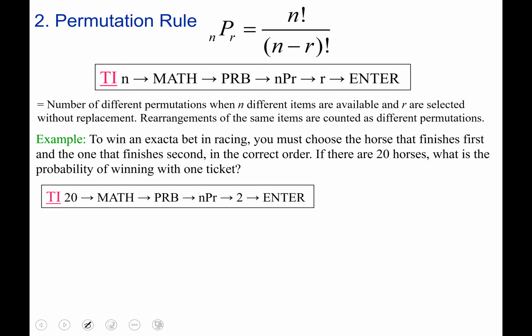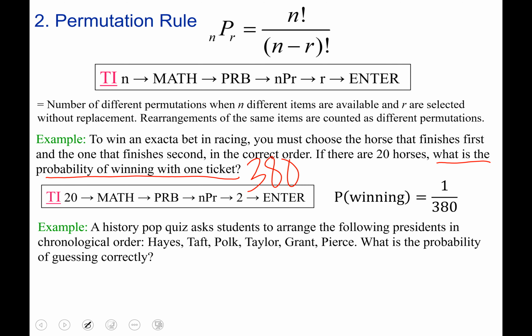And then input the 2, that's your R, how many you're going to select out of the 20. And then run that program. And if you did it correctly, you should get 380. So the output will be 380. But the question was not how many different permutations are there. The question was, what is the probability of winning with 1 ticket? Well, if there are 380 possibilities, that means you have a 1 in 380 chance of winning with 1 ticket.